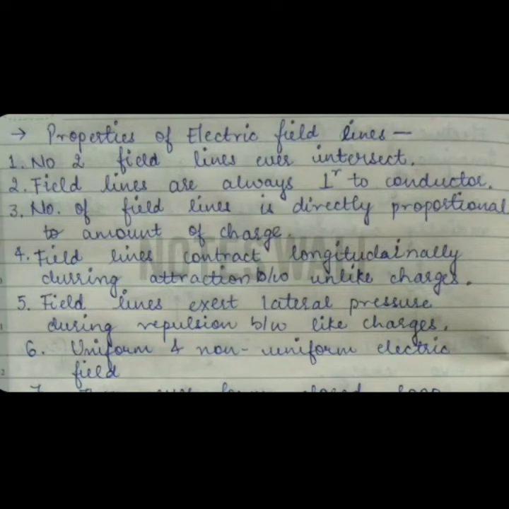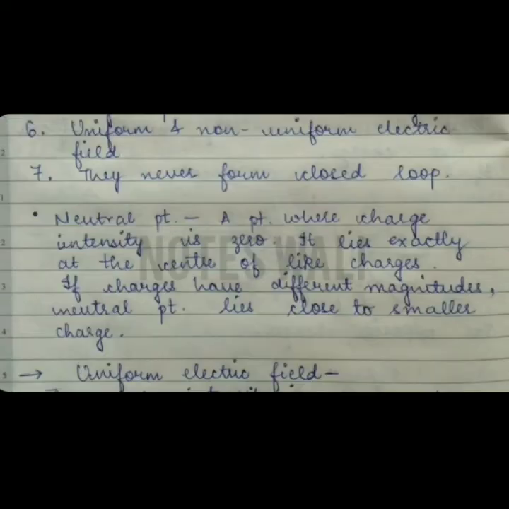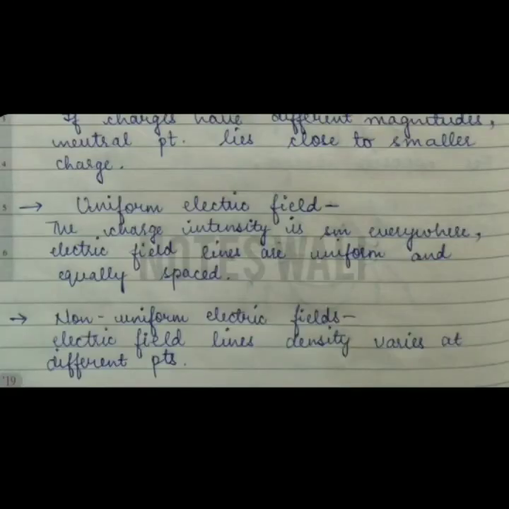The next is properties of electric field lines, that is, no two field lines ever intersect each other, and the reason we have studied in class 10th. Try to remember. The second property is field lines are always perpendicular to the conductor, and the number of field lines is directly proportional to the amount of charge. Field lines contract longitudinally during attraction between unlike charges. Field lines exert lateral pressure during repulsion between like charges, and these electric field lines never form closed loops. The next definition is regarding the uniform electric field and non-uniform electric field.